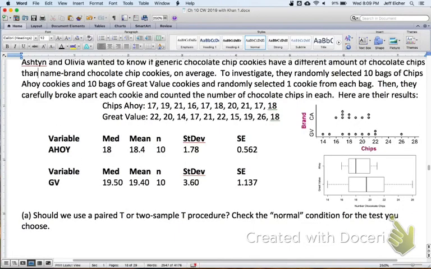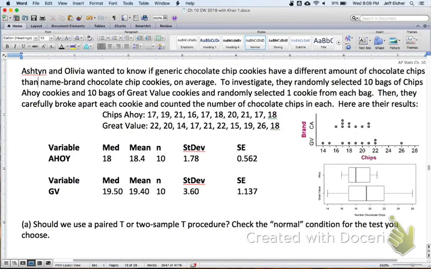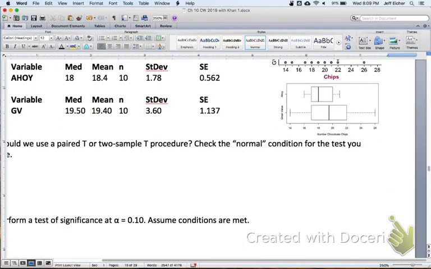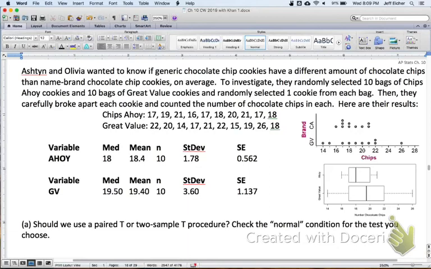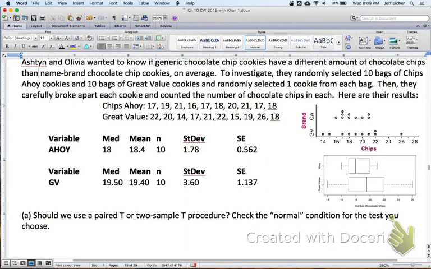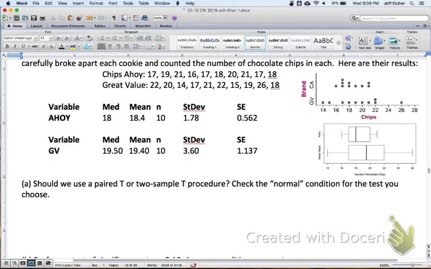So, question number 1. I think it might be nice. How about you pause this video and answer part A and B? There, wasn't that nice? So the first question, should we use a paired t-test or a two-sample t-test?